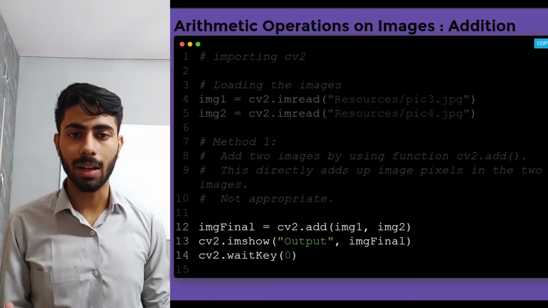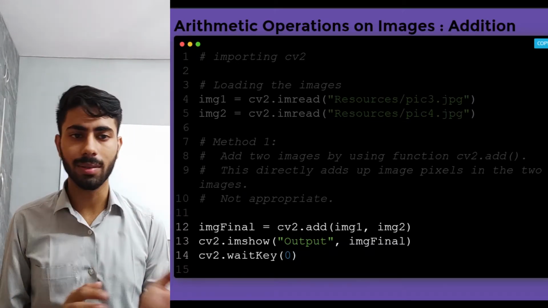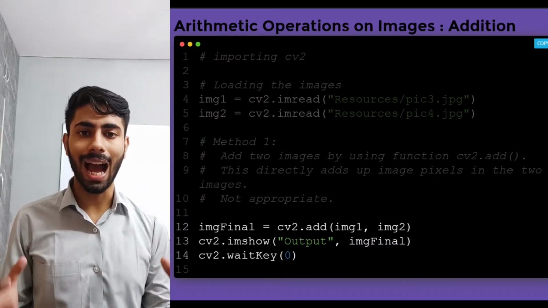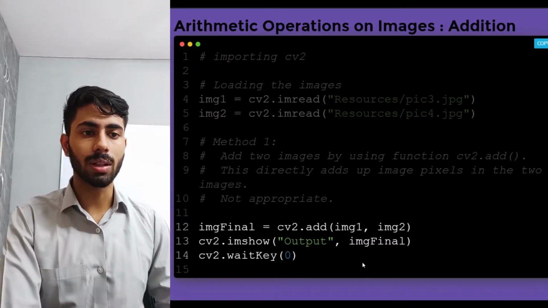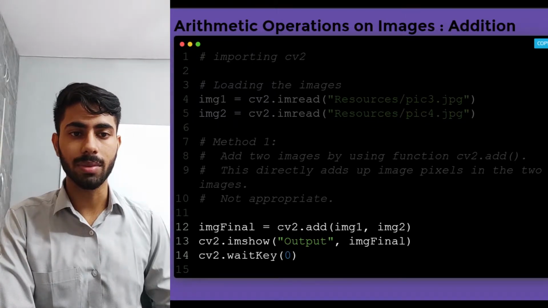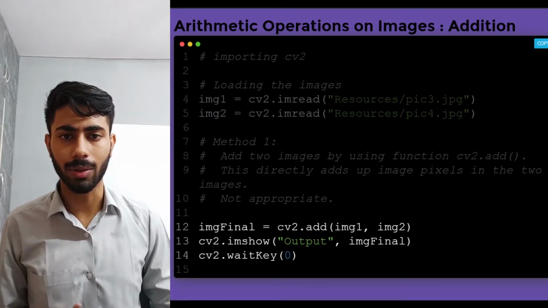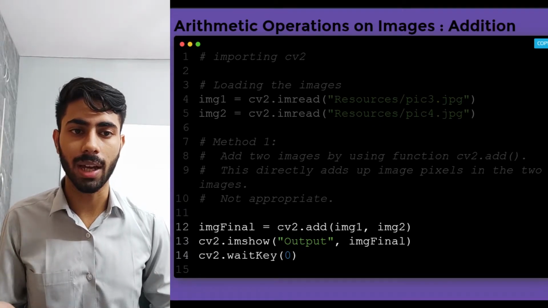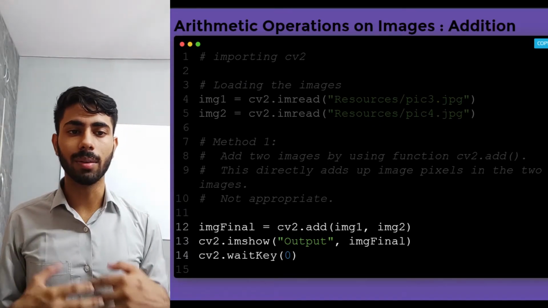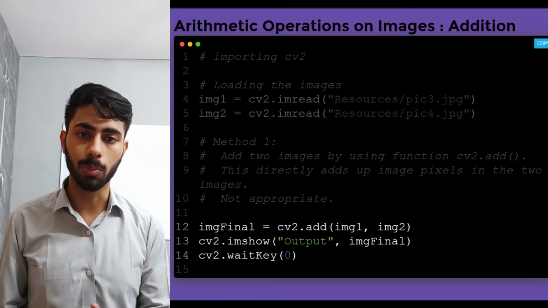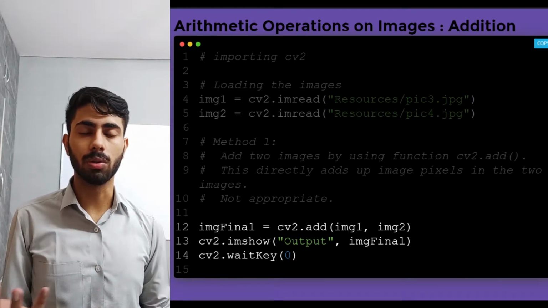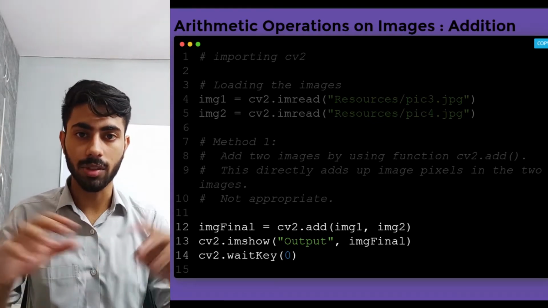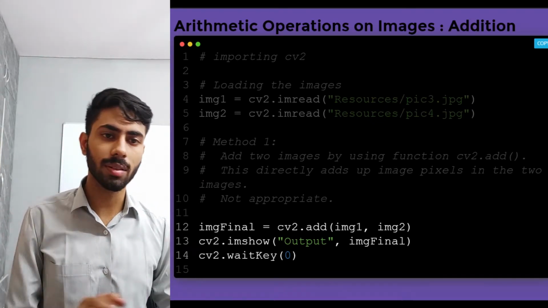First of all, you have to use the add method. Inside the add method, you pass your two images, and this method simply adds the pixels present inside the two images. You can store the final image inside the img final variable that I have created, though you can use any other variable. After that, you can show the output using the imshow method, and use waitKey to determine how long the image stays on your screen. So this is method number one.